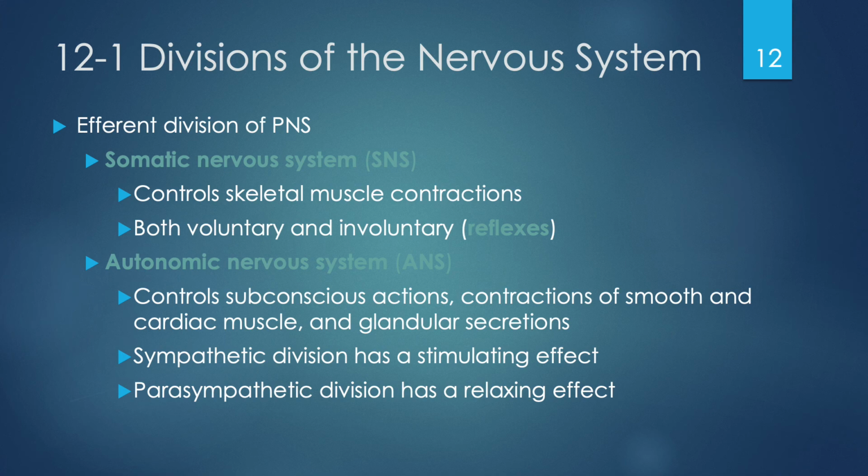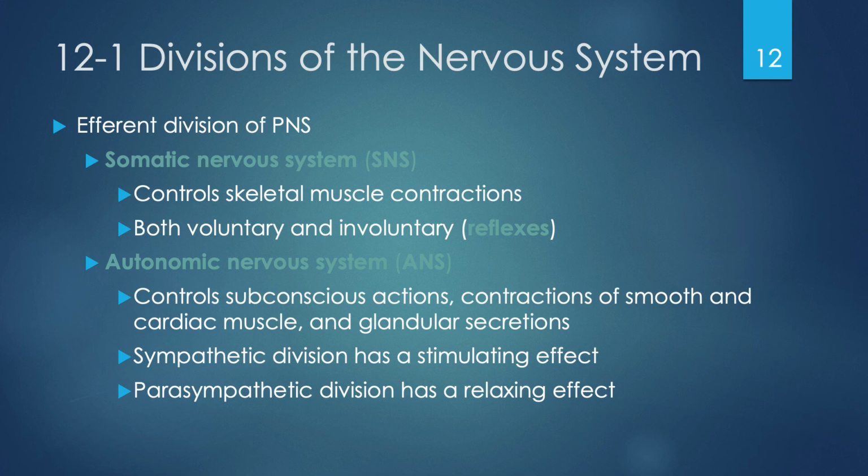So hopefully that will help you a little bit when you're trying to keep this straight. When we discuss the efferent division of the peripheral nervous system, we're going to break it down into either the somatic nervous system or the autonomic nervous system. The somatic nervous system is going to be controlling things that are both voluntary and involuntary, but it will be the skeletal muscle being able to contract.